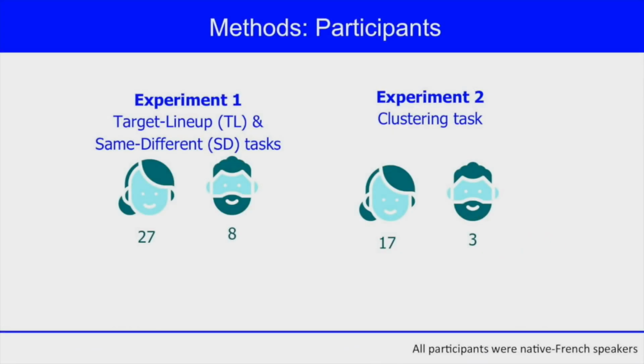35 native French speakers participated in Experiment 1, mean age 26 years. A different group of 20 native French speakers participated in Experiment 2, mean age 26 years. All participants reported good hearing.